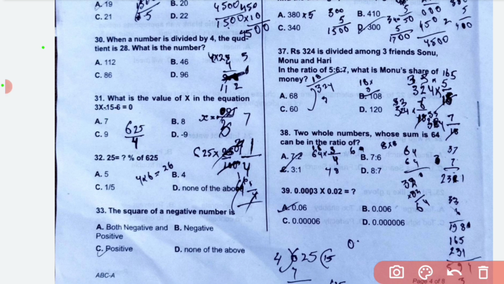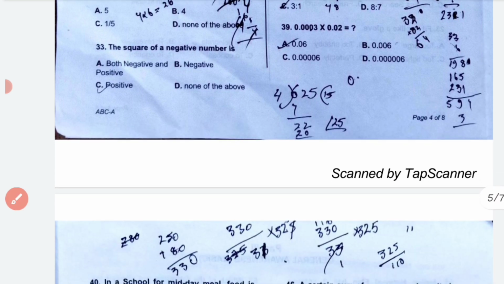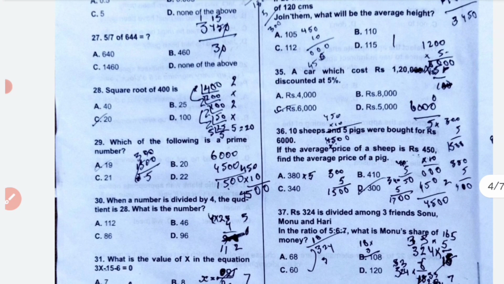Question number 32, 25 is called percentage of 6 to 5 is called how much? Question number 32 is 4. Question number 33 is positive. The square of a negative number, minus minus plus, is positive. Okay, check. 33.